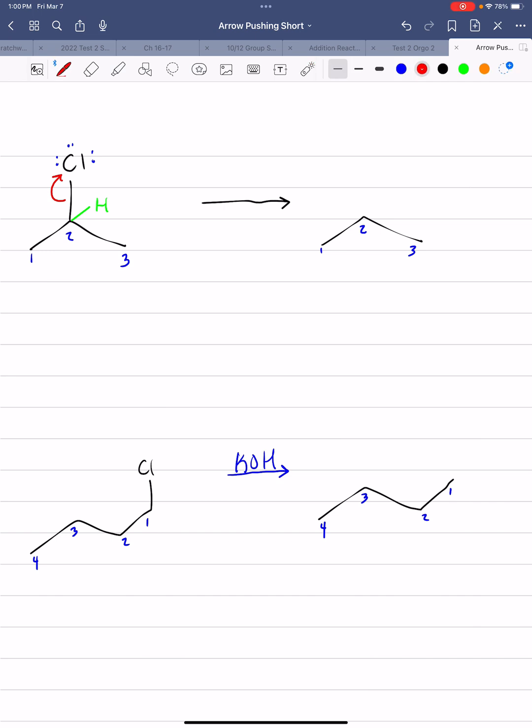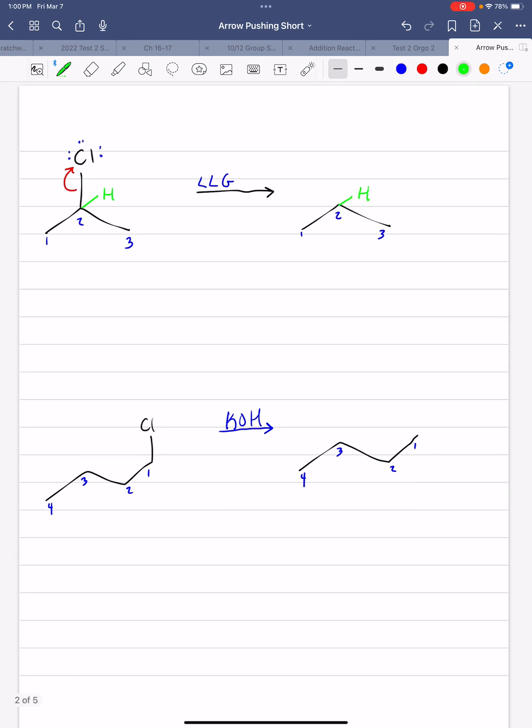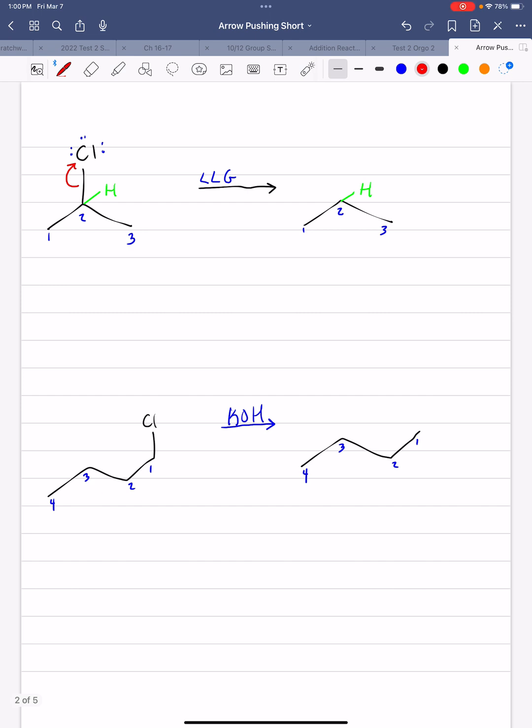So we'll call this a loss of a leaving group, LLG, like so. And what that's going to do is leave carbon 2 devoid of a fourth bond. So it's going to have a secondary carbocation, and then somewhere floating around in space, I'm going to have chlorine with a full octet, and since it's in the 7 column, 7 minus 8 is a minus 1 formal charge.